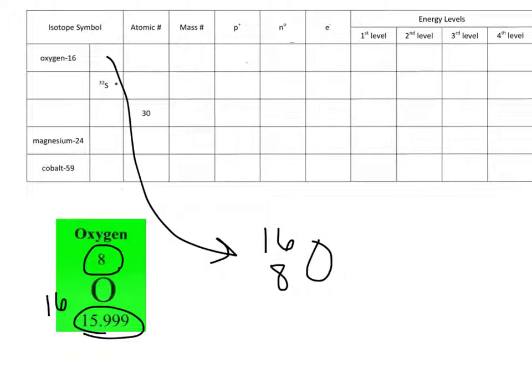So the atomic number is that bottom number, that whole number, 8. Mass number is 16. Atomic number just means how many protons are there, so it's 8. If we want the atom to be neutral, the pluses have to match the minuses, so we would have to have 8 electrons. And to get neutrons, we subtract the mass minus the atomic, and then we also get 8.